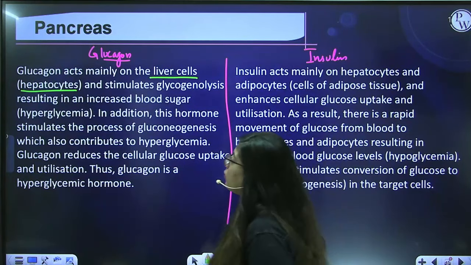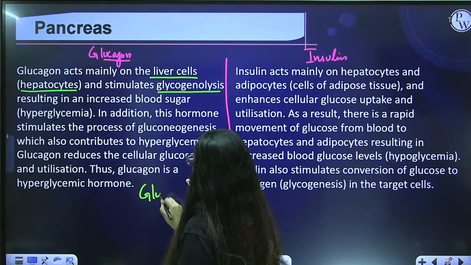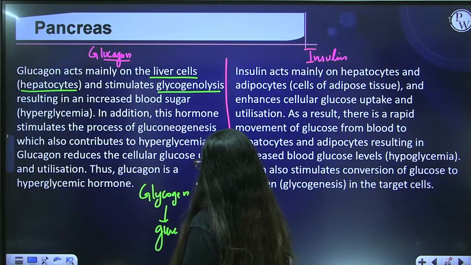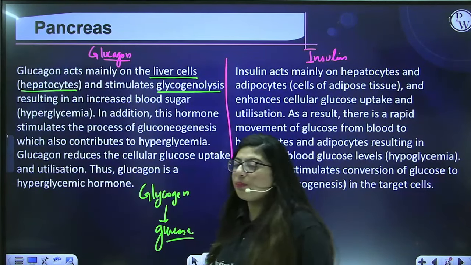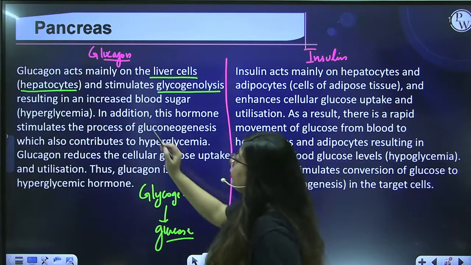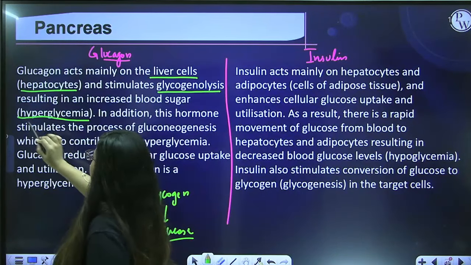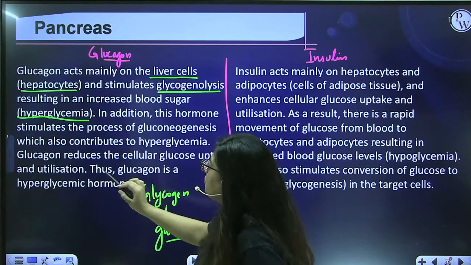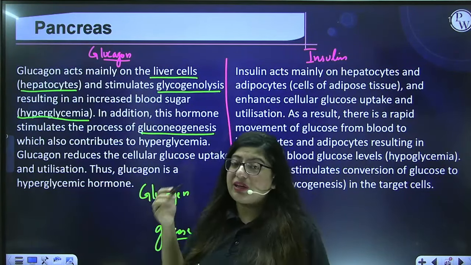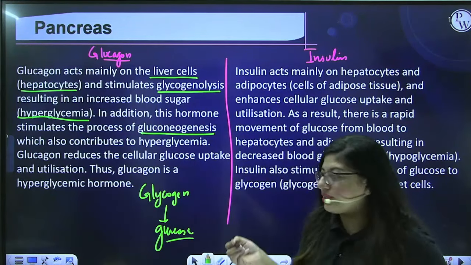They act on hepatocytes and stimulate glycogenolysis. What is glycogenolysis? Breakdown of glycogen into glucose. Now this glucose can easily go inside the blood and increase the blood sugar, resulting in increased blood sugar, and hence you call it hyperglycemic. In addition, this hormone stimulates the process of gluconeogenesis, which also contributes to hyperglycemia. Just like glucocorticoid, it can also undergo gluconeogenesis.